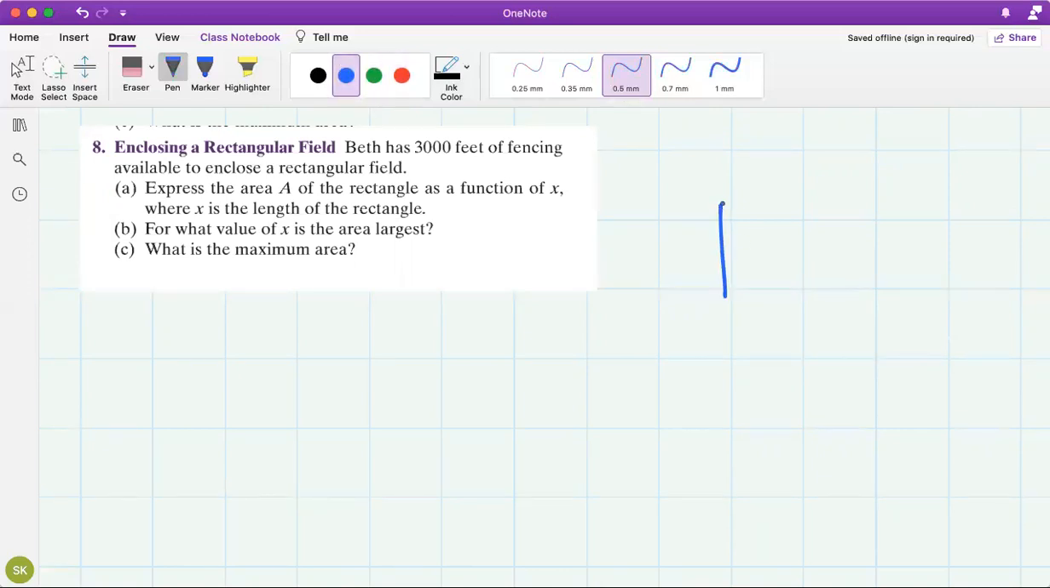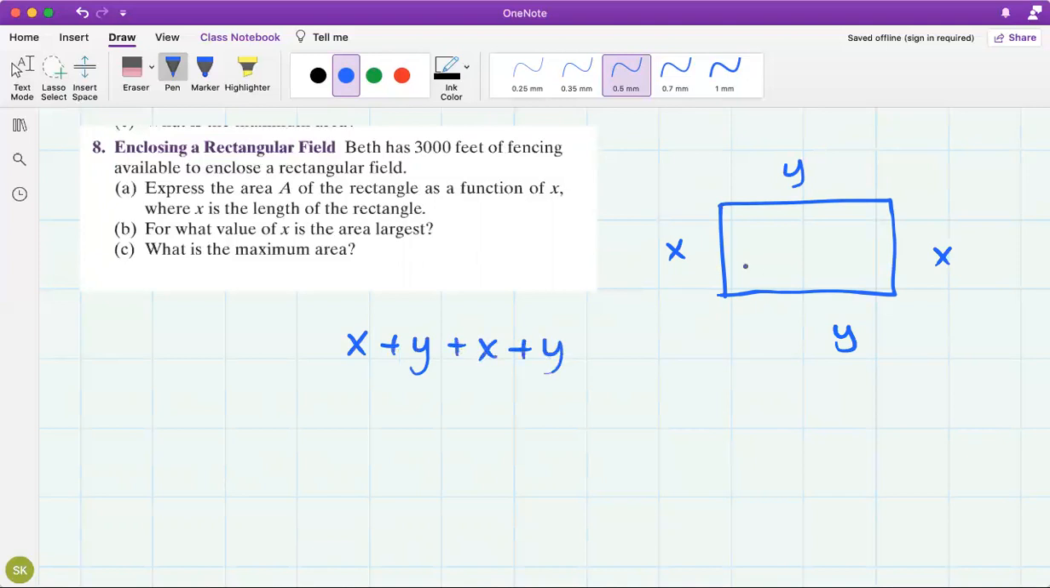So she has a rectangular field, and let's call this side x and this side y. She has 3,000 feet of fencing and she wants to enclose it. Well, that means you're going to go along the perimeter. So x plus y plus x plus y, so I'm going to go along this side and then this side, this side, and this side. That's going to equal 3,000. So in other words, 2x plus 2y is 3,000. So that gives me an equation for the perimeter of my field.